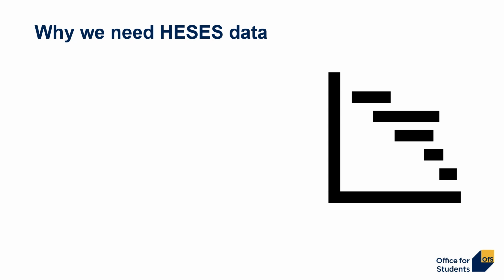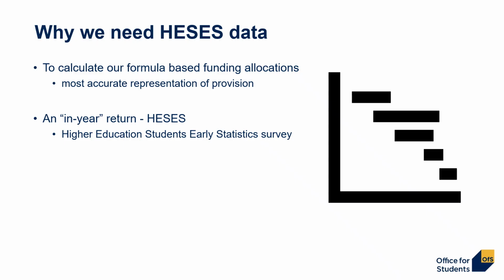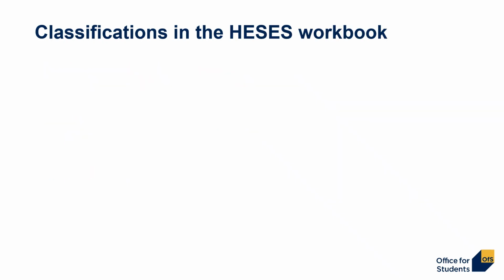To calculate our formula-based funding allocations for each provider, we need the best possible picture of their provision. We get this with an in-year return, HESES, the Higher Education Students Early Statistics Survey. Some of the data may also be used for planning purposes. We'll discuss how you can download your workbook later in this series, but to begin with, let's list the main classifications that it has, and we'll see then how these are represented in the workbook itself.